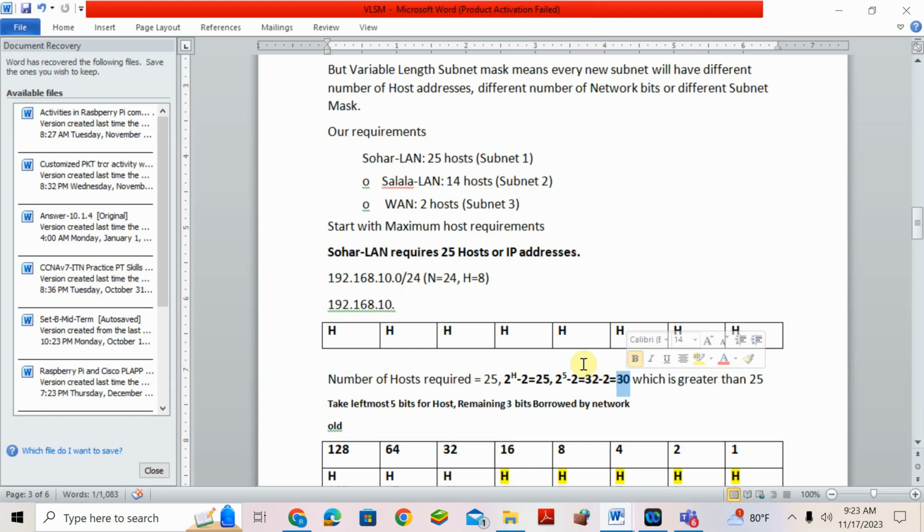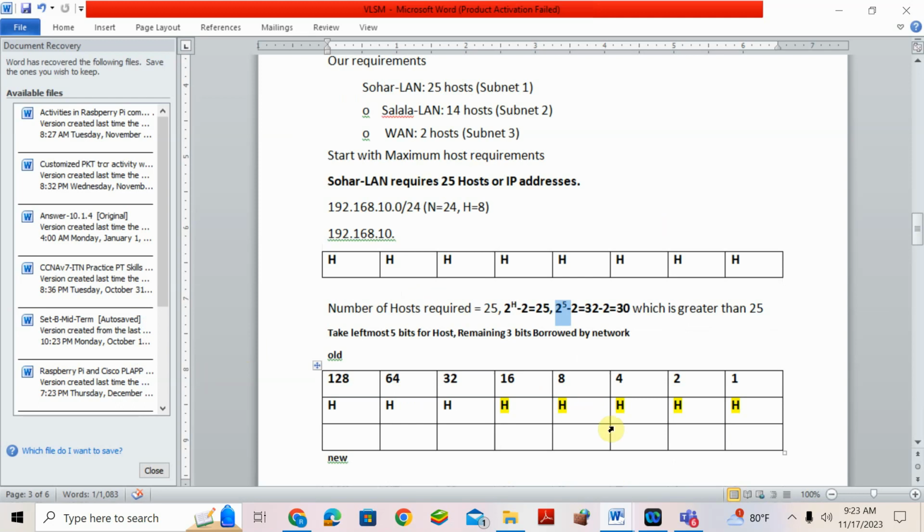So which value of H gives that many host addresses? 5. That means I need 5 host bits. I don't want 8 host bits, I want only 5. So take the rightmost: 1, 2, 3, 4, 5. I take only these 5 bits for host. So 5 means 2 power 0, 1, 2 power 1, 2, 2 power 2, 4, 2 power 3, 8, 2 power 4, 16. I take only the first 5 bits. Okay, what about the remaining 3 bits? Mr., how do you take 5 bits?